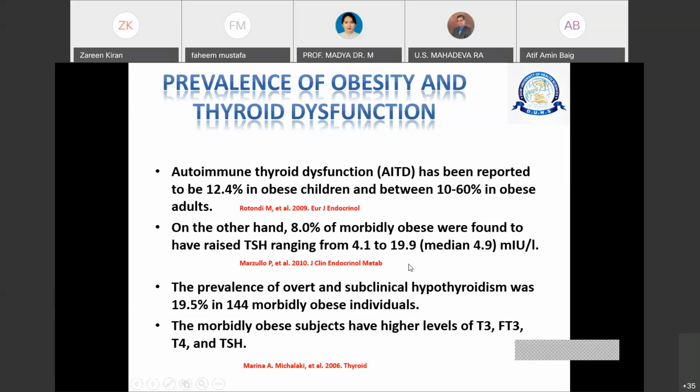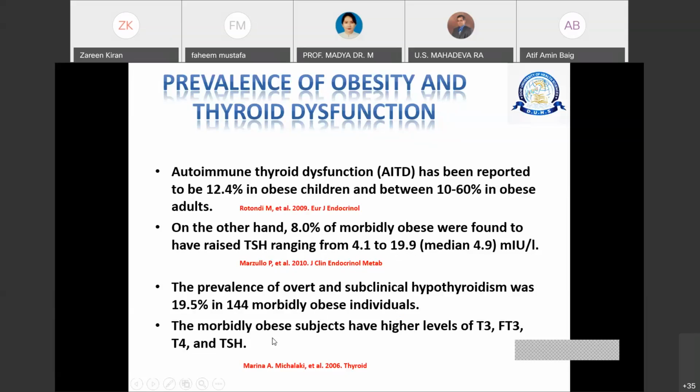Again, the reference ranges do differ across populations depending upon the iodine intake, age, gender, and everything. The prevalence of overt and subclinical hypothyroidism was 19.5% in one study where they studied morbidly obese individuals, who were taken as having no prior thyroid disorders. So this is what the real story is.